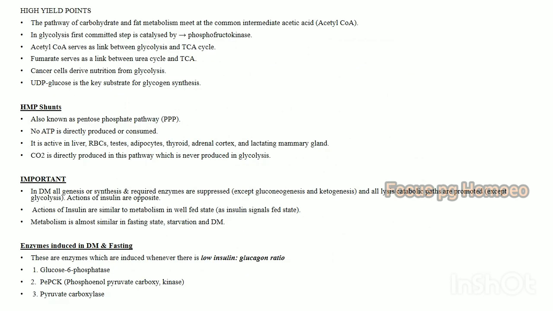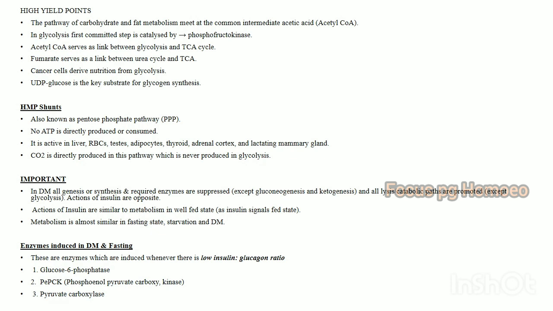Coming to the high yielding points, as earlier told, acetyl-CoA is the meeting or linking point between glycolysis and the TCA cycle, and also between carbohydrate and fat metabolism. Then the first committed step in glycolysis is by phosphofructokinase, and fumarate serves as a link between the urea cycle and the TCA cycle. Cancer cells derive their nutrition from glycolysis, and UDP-glucose is the key substrate for glycogen synthesis.